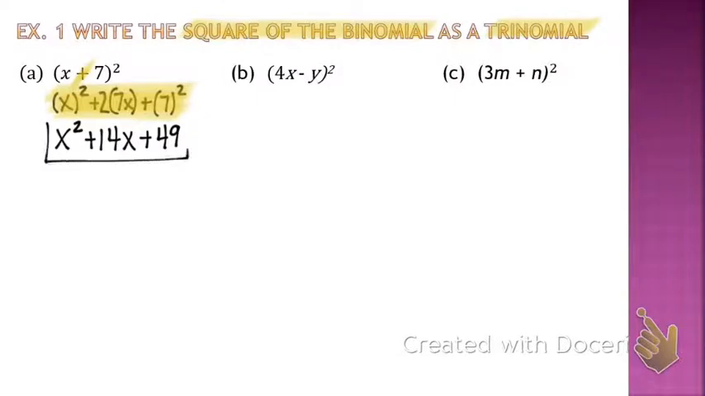And that's the final answer. Let's FOIL this just for comparison's sake. All right? x plus 7 squared actually means x plus 7 times what? x plus 7. So let's FOIL it.